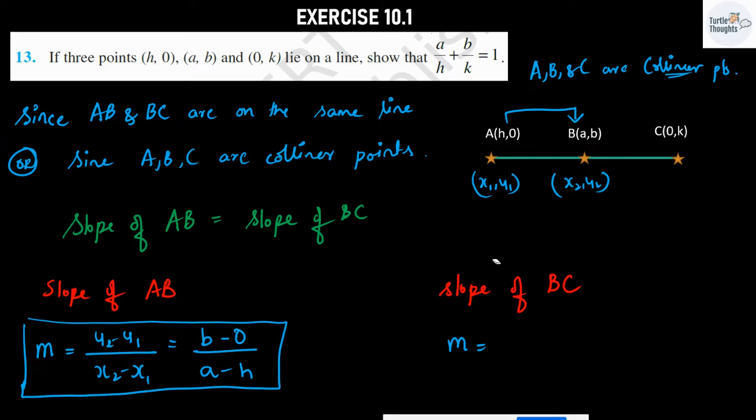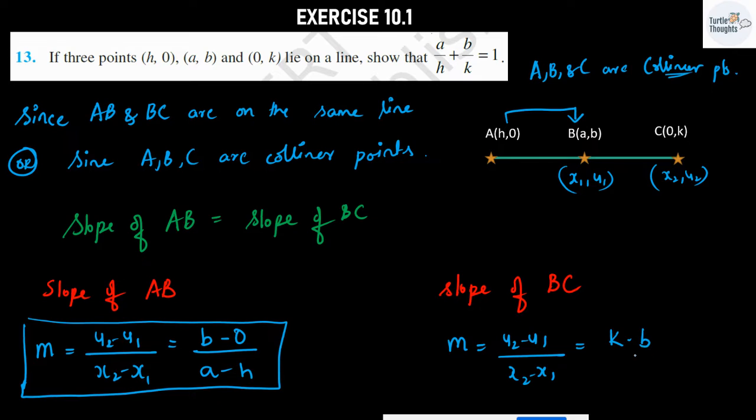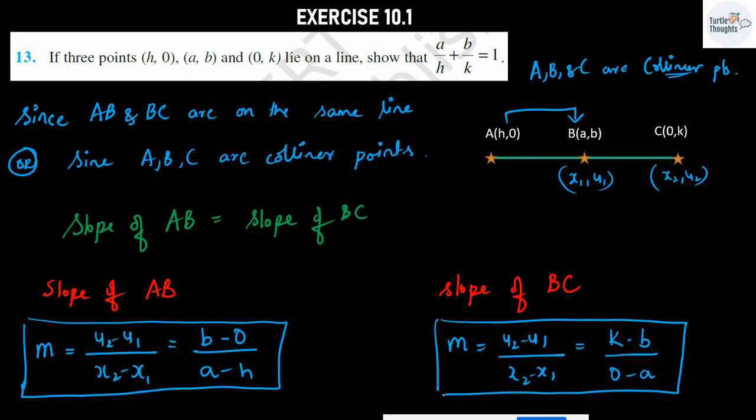Now, if I want to find the slope of BC, then I can consider x1 and x2. B I can take as x1, y1. C I can take as x2, y2. Again, the slope is given by the same formula, y2 minus y1 divided by x2 minus x1. Now, in this case, y2 is k, so I can write k minus b divided by 0 minus a. So this is going to be the slope of the line BC. Now, since A, B and C are collinear, both the slopes should be equal, right?